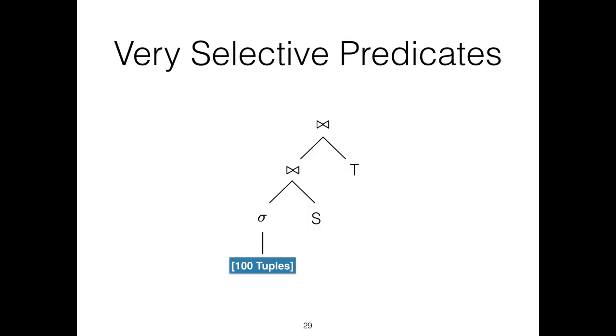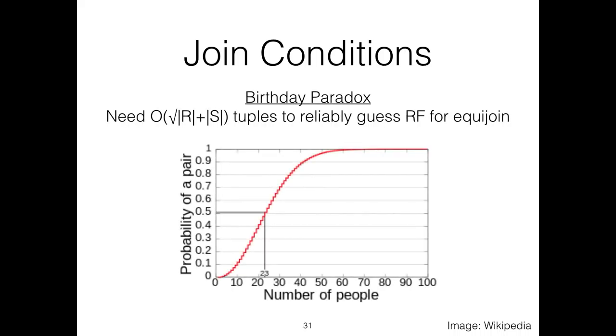Let me illustrate a couple of examples here. So let's say you have 100 tuples in a relation R, you're trying to join that with S and T, and you have a selection predicate that filters out some chunk of those. So you have a very large relation, but you pick 100 tuples as a sample. If your selection predicate filters out all of those tuples, you run into a problem, because now for the rest of your join plan, you don't have any way of estimating the selectivity there. For joins, this is essentially a similar problem.